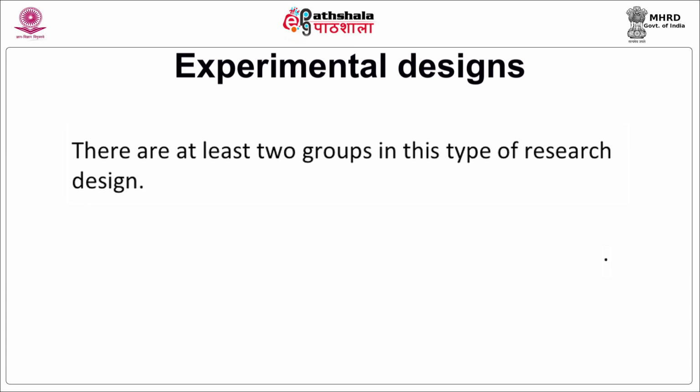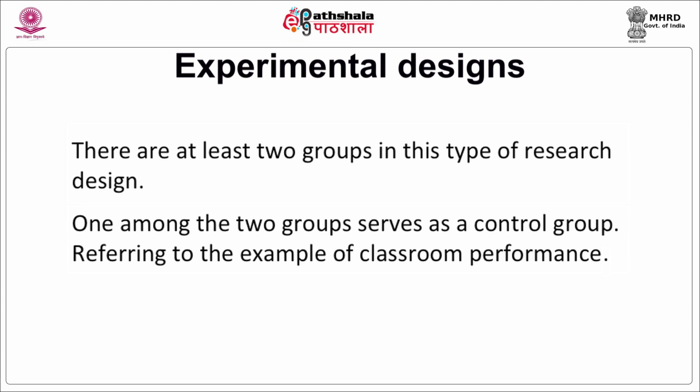Classic experimental design, also known as pre-test post-test with control group design. There are at least two groups in this type of research design. One among the two groups serves as a control group. Referring to the example of classroom performance, section A is the control group.